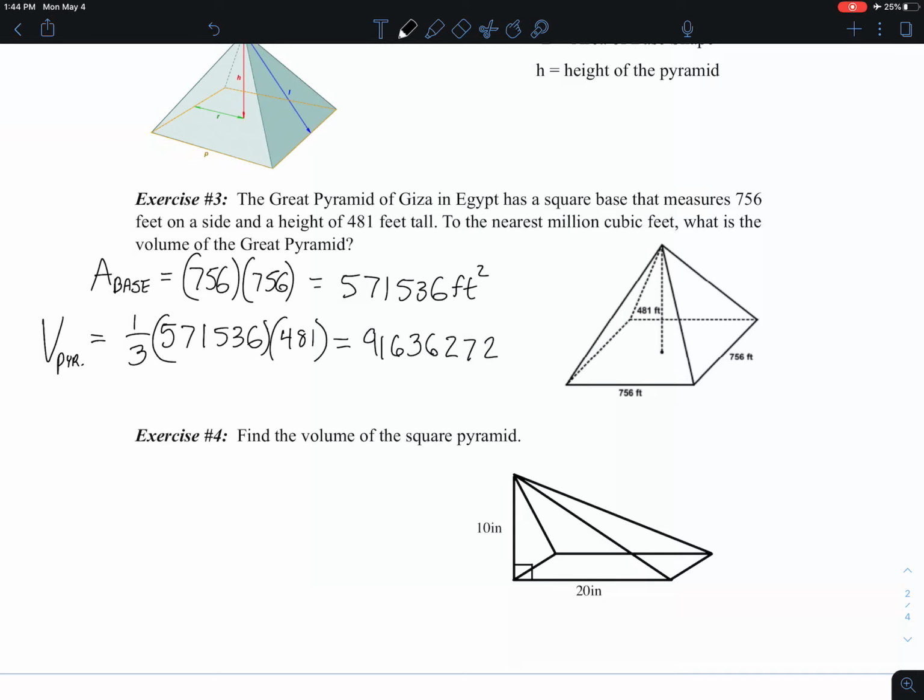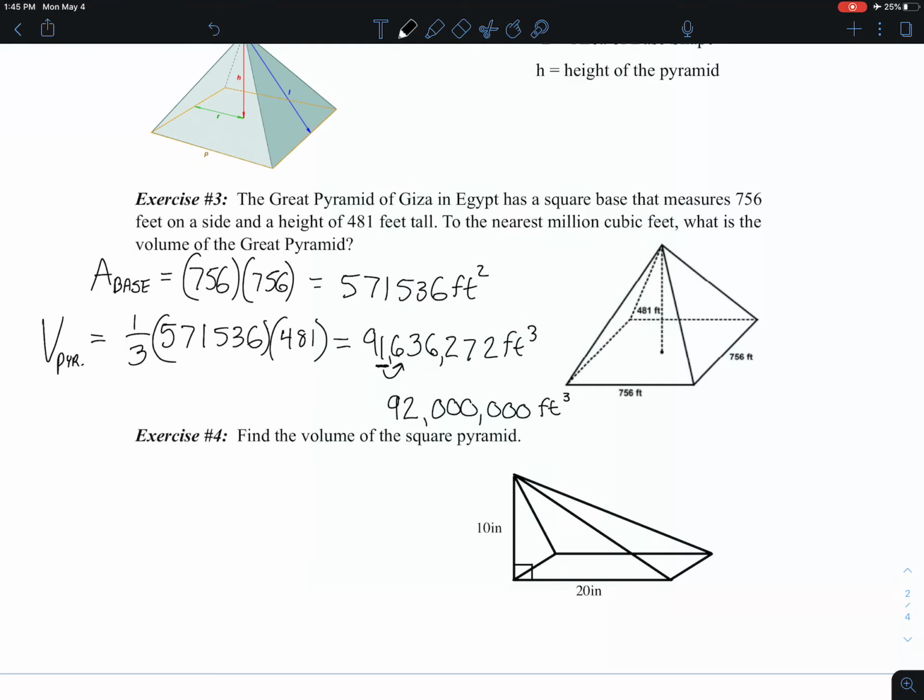916,366,272, which reads, I believe, 91,636,272. So we want to round, and this is feet cubed, right? We want to round to the nearest million. So the millionth place is right here. I'm going to look at the 6. The 6 is telling me that I should round up. So that's approximately 92 million cubic feet. All right?